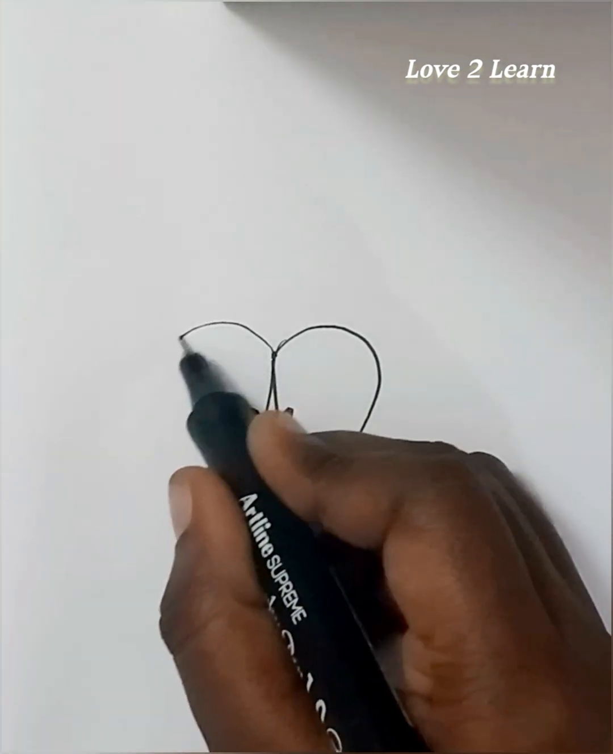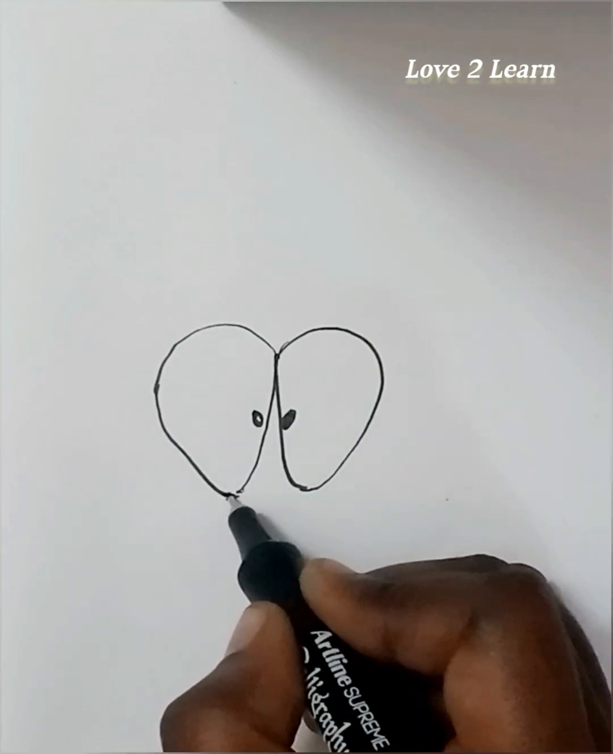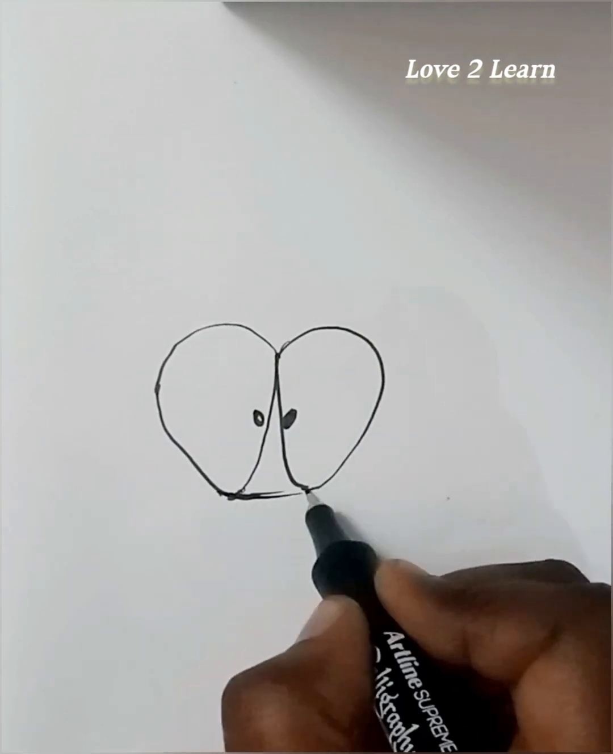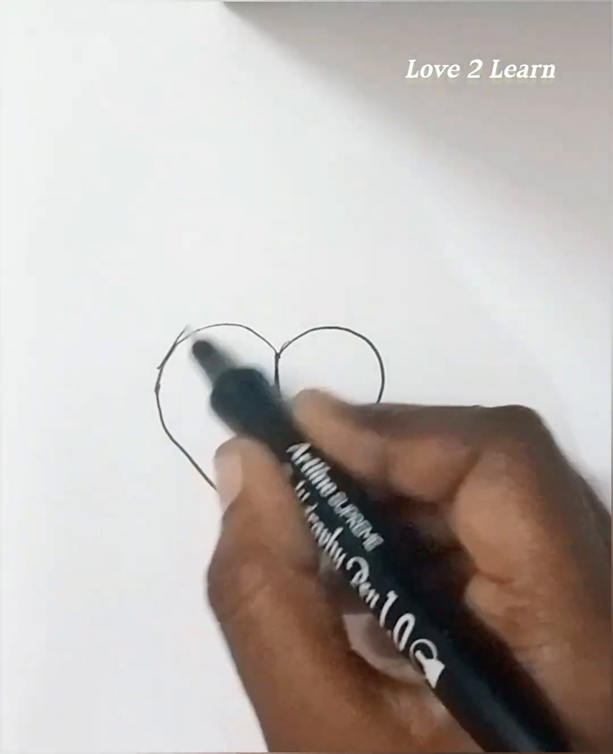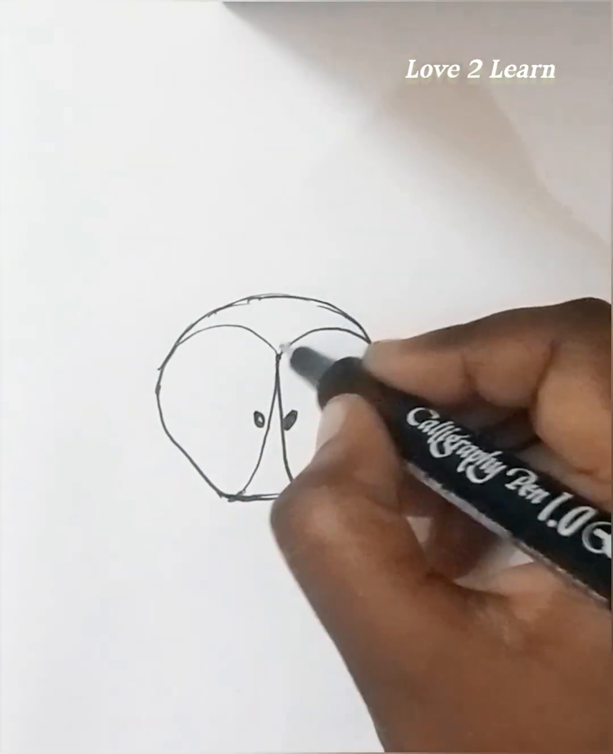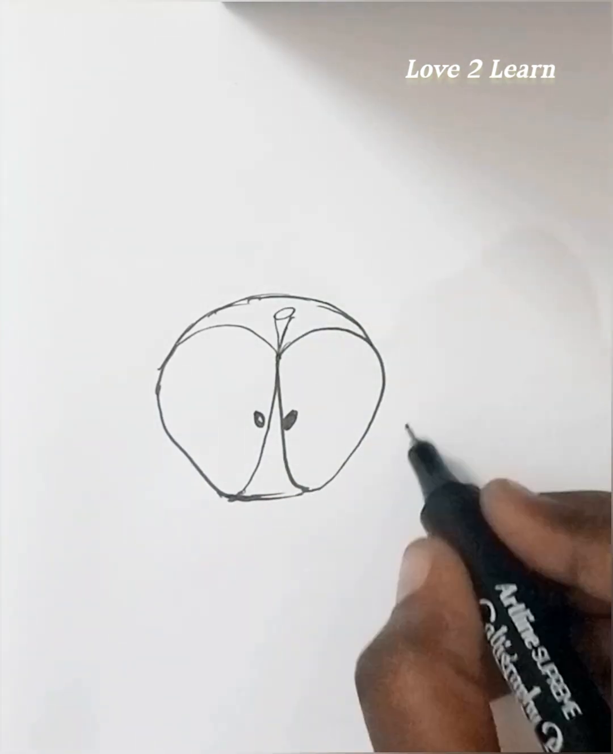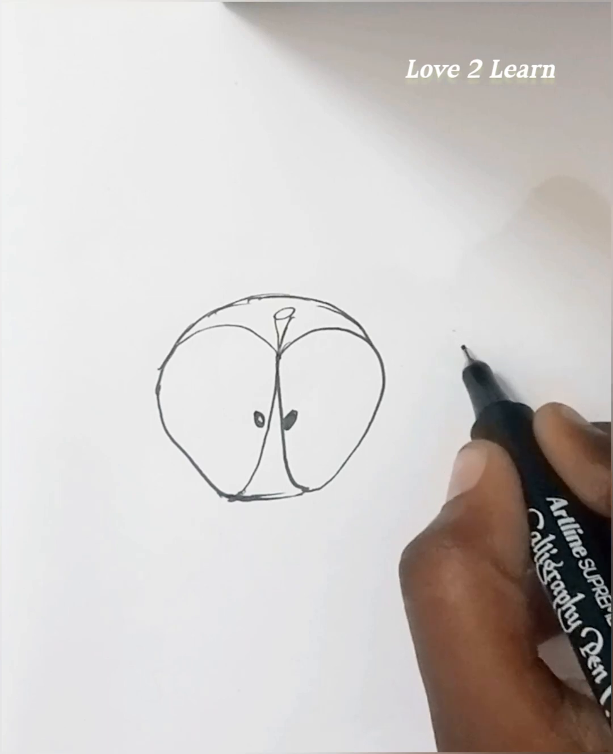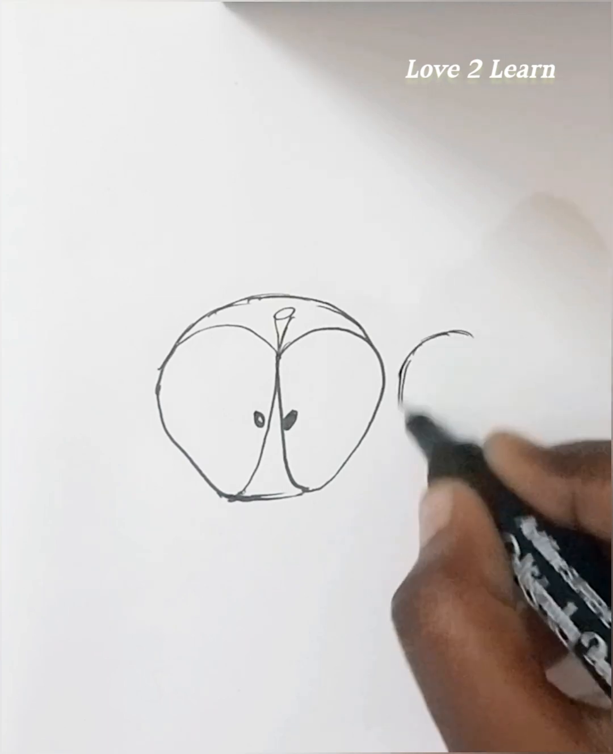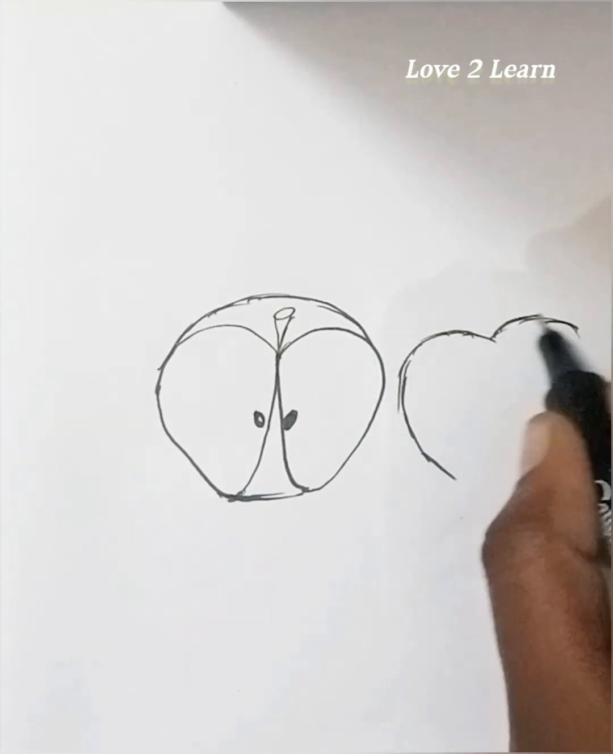So now we use 2 curves on both the sides. And then on the upper side also you should use 1 curve. Now this is the cut apple. Now draw under the apple.